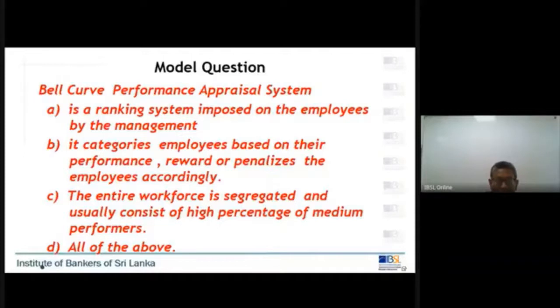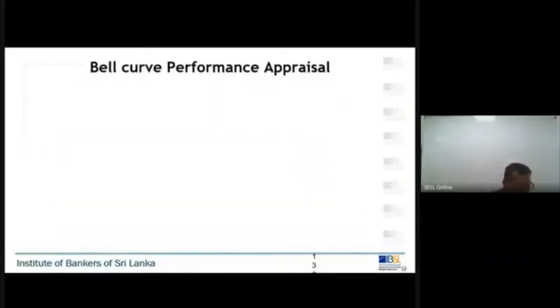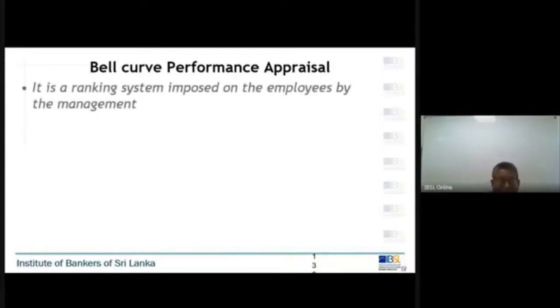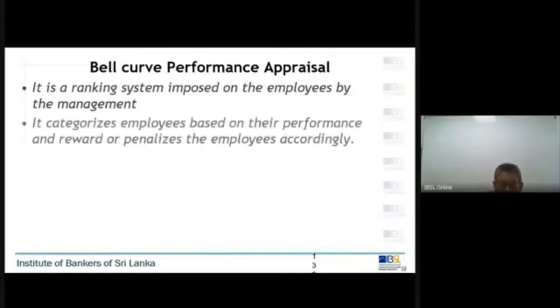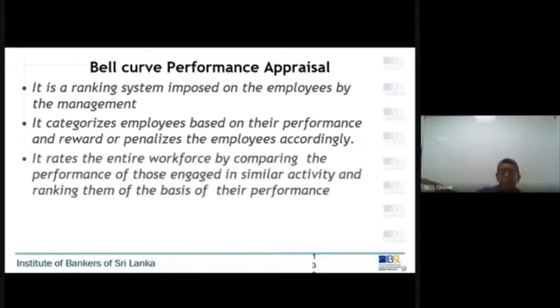Okay. Then there's another method we call bell curve performance appraisal. Right? Bell curve performance appraisal. It's another method of appraisal. Clear? Now, bell curve performance appraisal is basically a ranking system. It's a ranking system imposed on the employees by the management. Under this ranking system, you categorize employees based on their performance and reward or penalize the employees accordingly. Now say it's a bell curve.